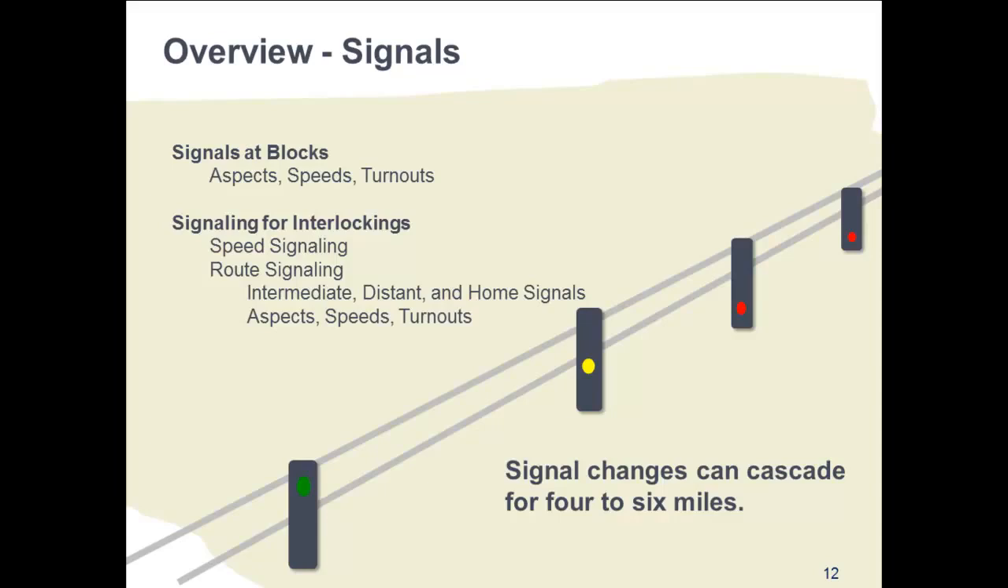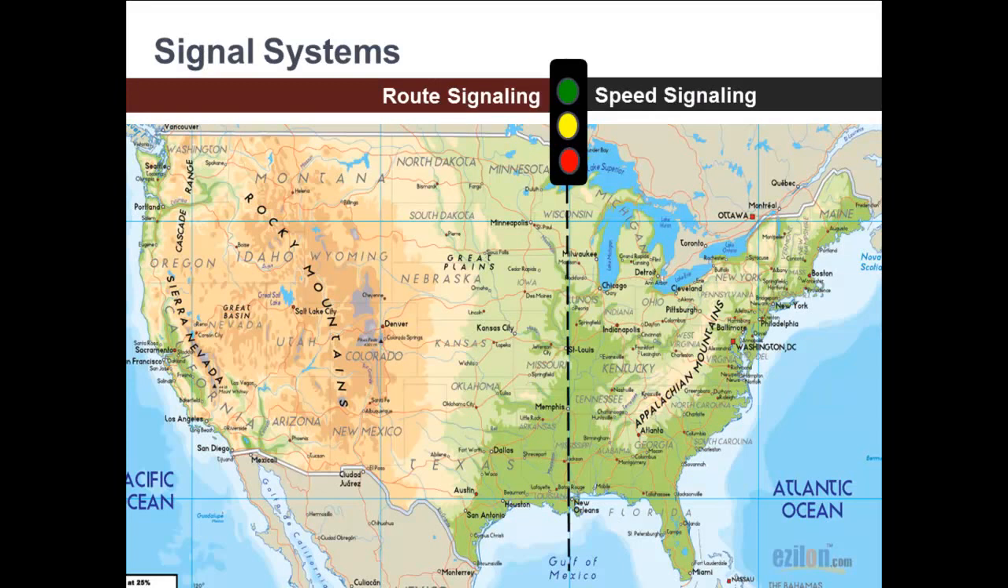All right, Dick, you mentioned differences in signals and speeds permitted depending on whether the railroad is in the speed signaling or route signaling realm. Yes, there exist today two fundamentally different approaches to signaling in the United States. Route signaling is typically in the West, predominantly with UP and BNSF. Speed signaling is typically used in the East with CSX, NS, Amtrak, and the commuter railroads in the Northeast. There are certainly some exceptions to these generalizations.